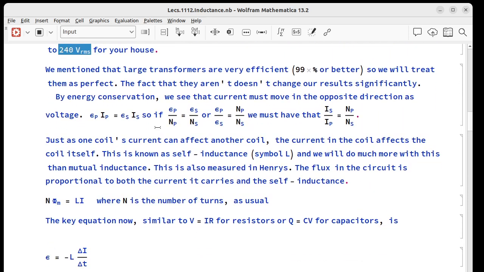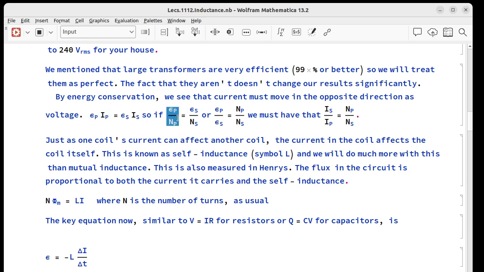Now, we've said before, large transformers are very efficient, typically 99% or better, so we're going to treat them as perfect just to make things a little bit easier here. If they're perfect, then by energy conservation, we know that whatever energy goes in the primary comes out the secondary. So same for the power, that's just energy per time. Voltage at the primary times current at the primary will equal voltage at the secondary times current at the secondary. Really, there'd be the factor of like 0.99 over here on the left if we're dealing with a real transformer instead of a really perfect one, but close enough.